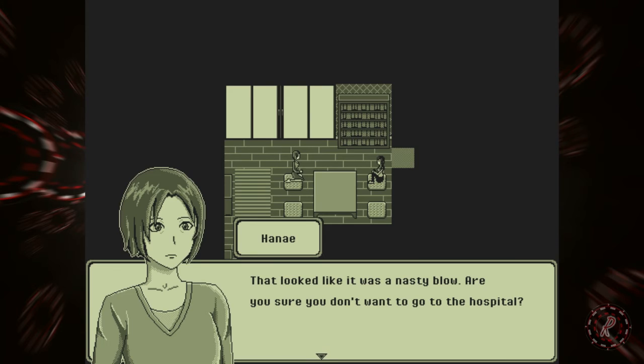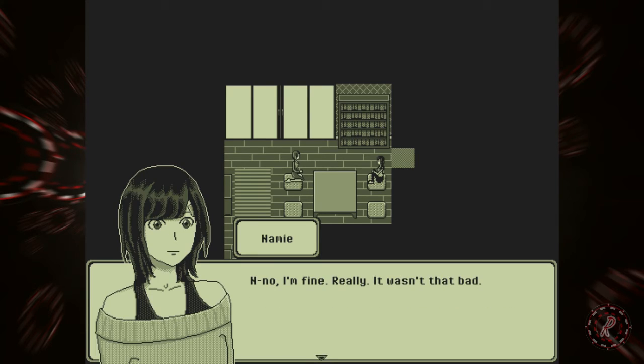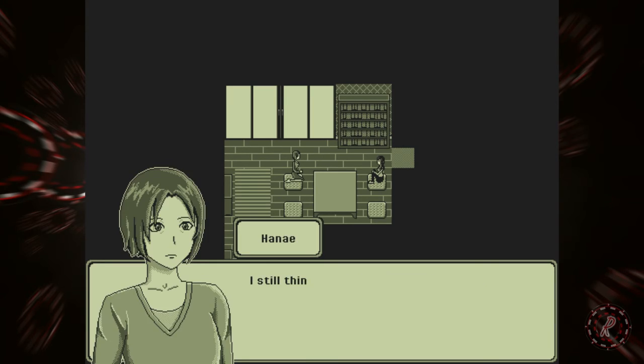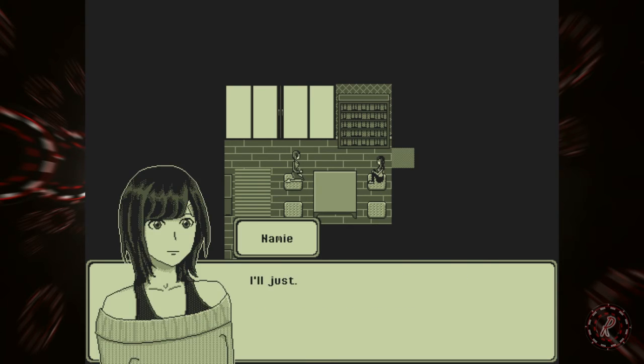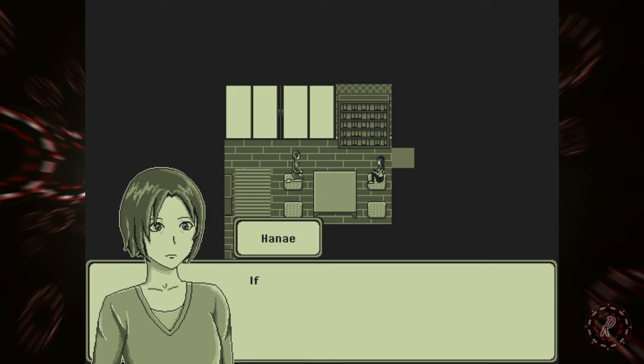Are you sure you don't want to go to the hospital? Yes, let's go to the hospital. You know what hospitals have? Beds. You know what else hospitals have? Not that animal. I'm fine, really. It wasn't that bad. I still think you should go. Things like this shouldn't be played with. I'll go tomorrow. If I feel anything else, I'll be fine, Honda-san.